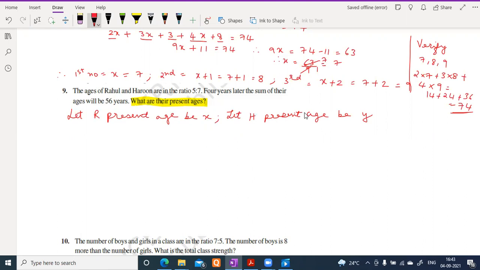The ages of Rahul and Harun are in the ratio of 5:7. So they're telling the ratio of their ages. If I take the ratio of their ages, they're telling that it is 5:7. So this is like a two variable problem. We have two variables, two unknowns here. So what we have to do, we have to bring everything into one variable itself. So okay, let us first continue the question.